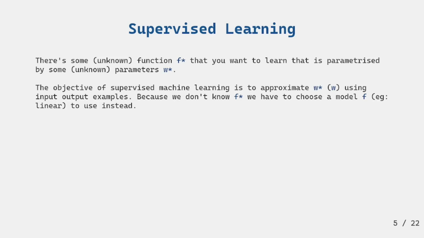And again, the actual number of parameters might be different to the number of parameters we're using. So w star isn't exactly the true underlying parameterization from the literal real world.